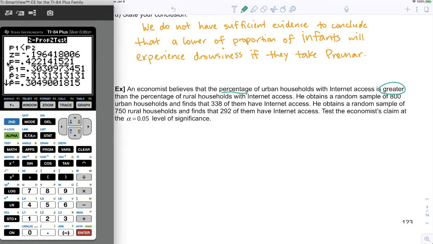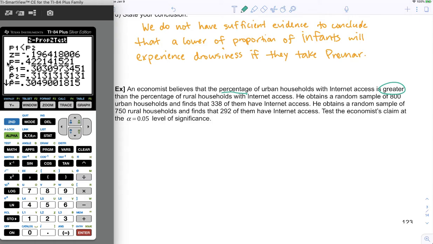All right, let's continue. He obtains a random sample of 800 urban households and finds that 338 of them have internet access. He obtains a random sample of 750 rural households and finds that 292 of them have internet access. Test the economist's claim at the alpha equals 0.05 level of significance.